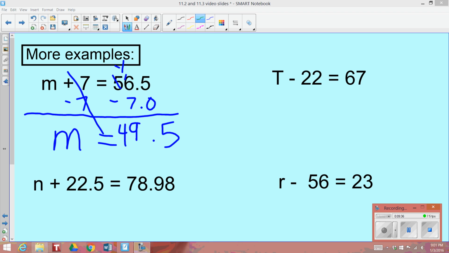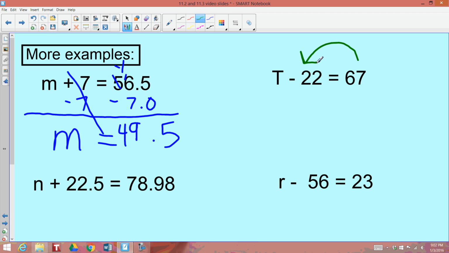All right, so let's do the subtraction equation. T minus 22 equals 67. Well, what number minus 22 is 67? I could take 67, I could add it to 22, and that would give me T. The way I show my work is I want to isolate the variable, I want to get it by itself. So I need to take away that 22. But I can't just take it away. I can't just erase it. I have to do something in order to isolate t.